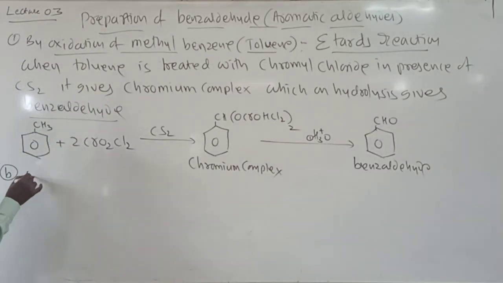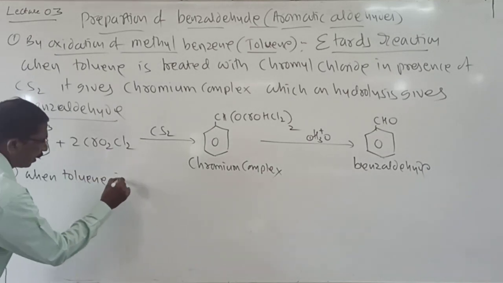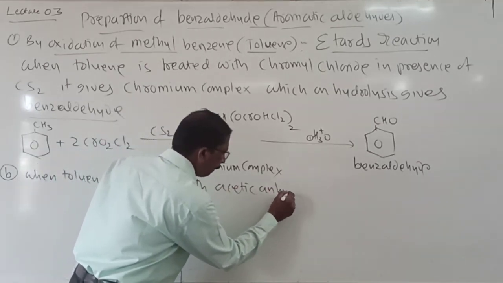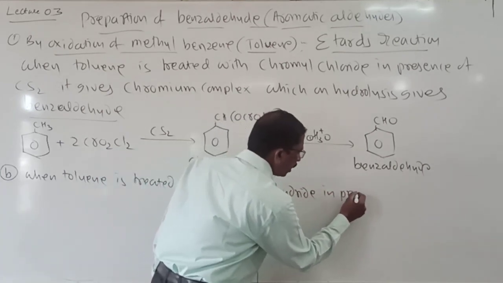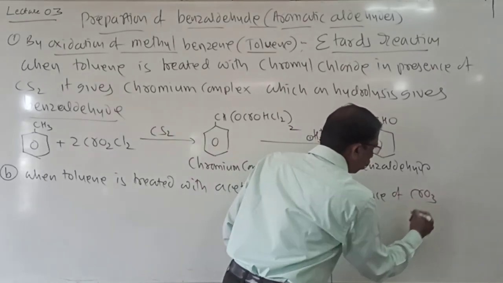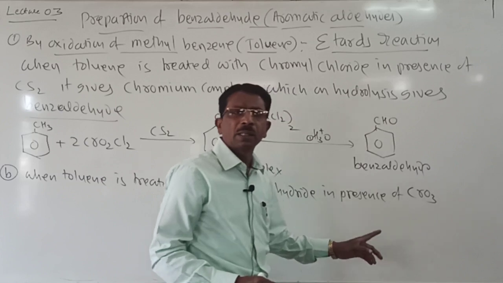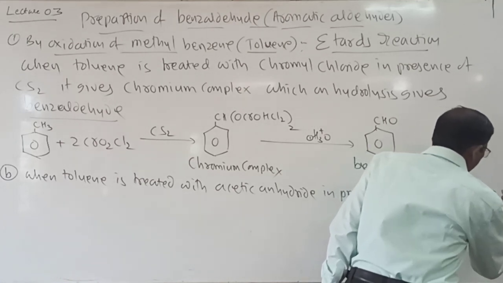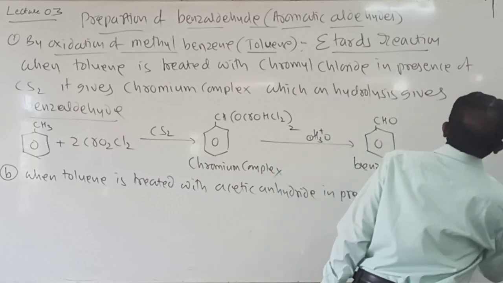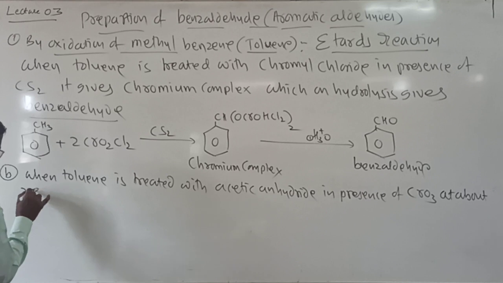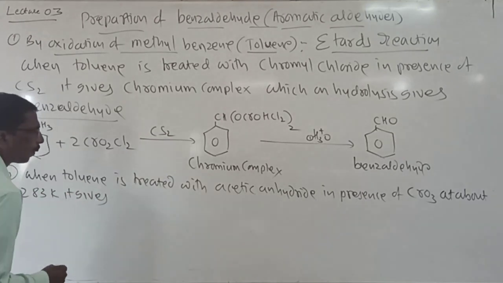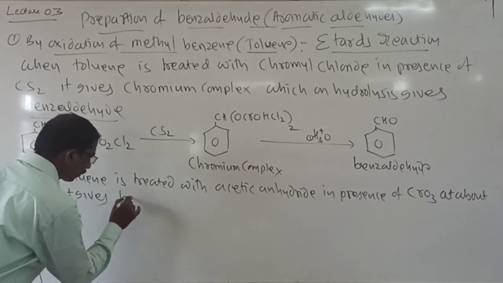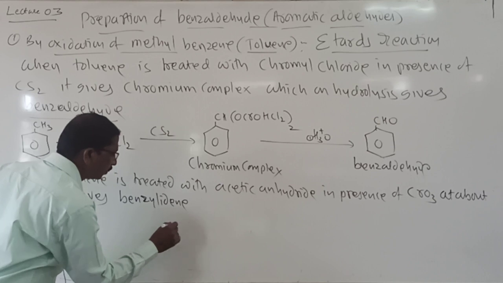Then the second one, B, when the same toluene is treated with acetic anhydride. Look here, when toluene or methylbenzene is treated with acetic anhydride in presence of chromic oxide or chromic anhydride, CrO3, at about 283 Kelvin, it gives benzylidene diacetate.